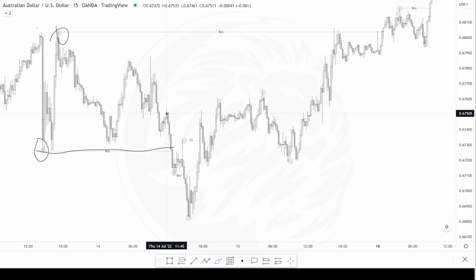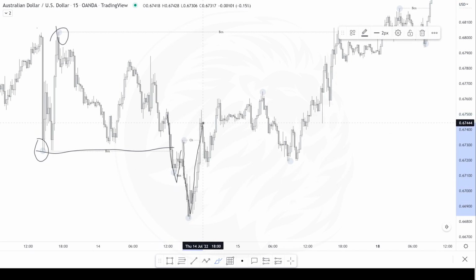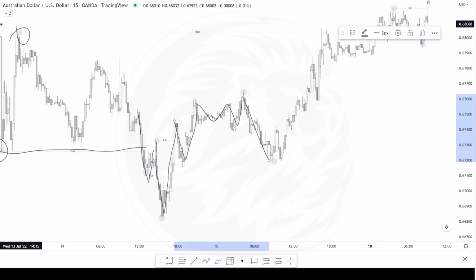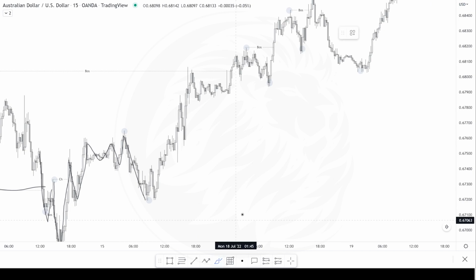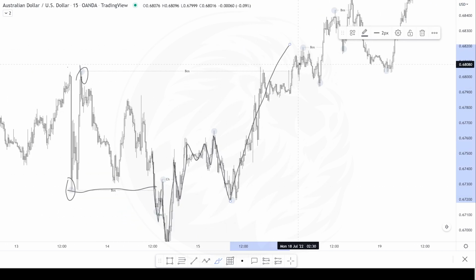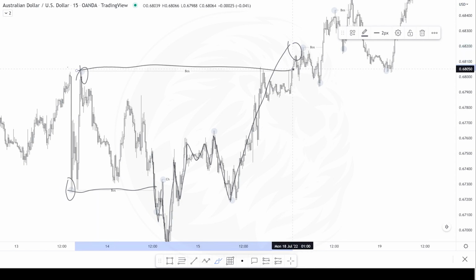Okay, so this is, as I told you, my swing structure. So I have my change of character. As you can see here, we were in an internal structure. Okay, and here we break the high to the upside. So once we broke here, we are now in a bullish trend.